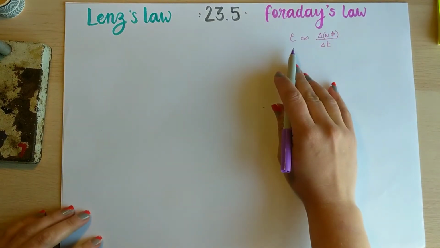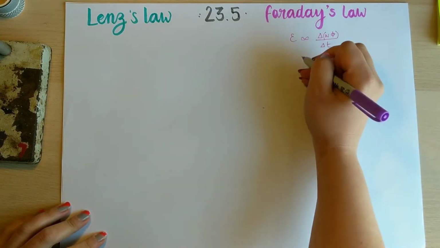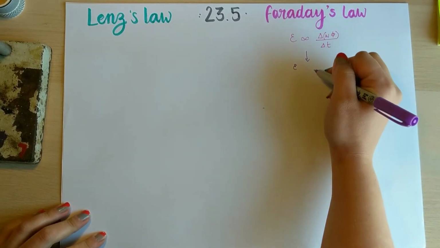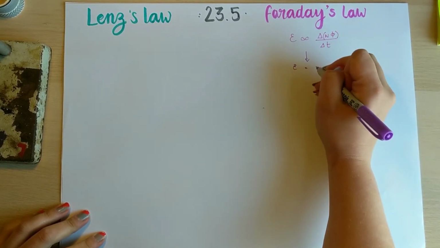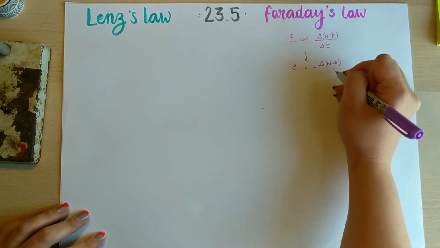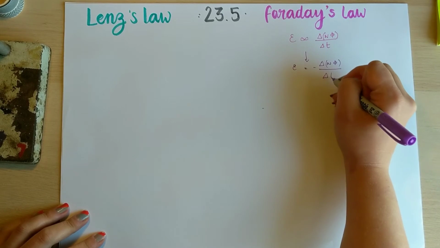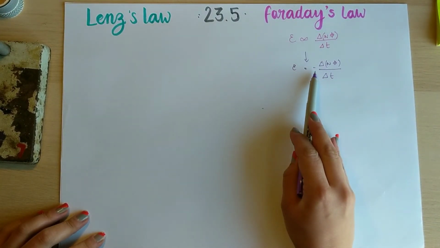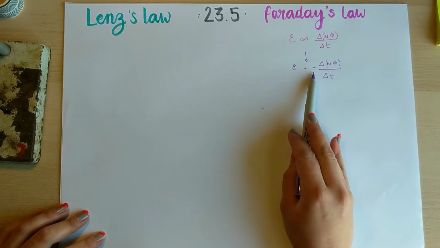So this actually has a constant of proportionality of -1, so we can turn it into an equation where the EMF is equal to minus delta Nφ over delta t. In a minute, when we talk about Lenz's law, we'll talk about why it's a negative.